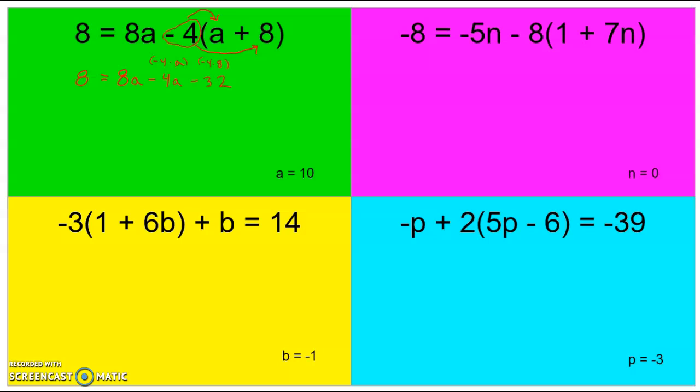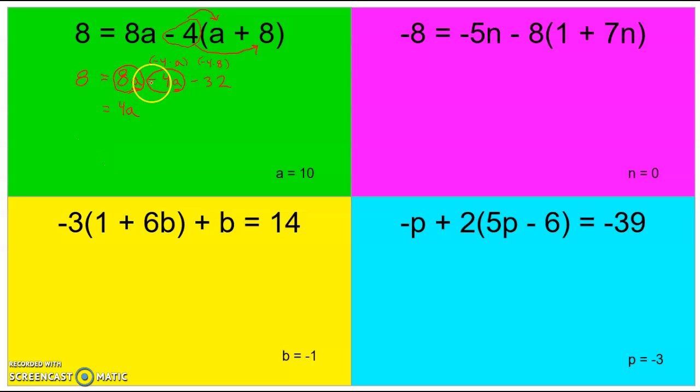We distributed first. Now, if we're looking at our equation, we see that we have a term here that has an a, and we have a term here that has an a. Well, these two terms can be combined, meaning we can bring them together. We can fuse them together by addition, subtraction. In this case, we have a positive 8a and a negative 4a. Well, 8 minus 4 is how much? Correct. It's 4. So that is 4a.